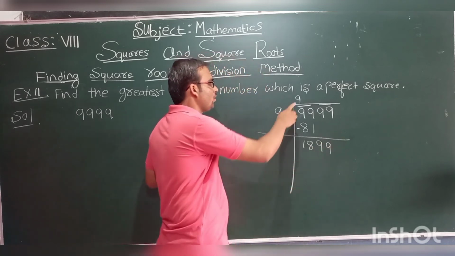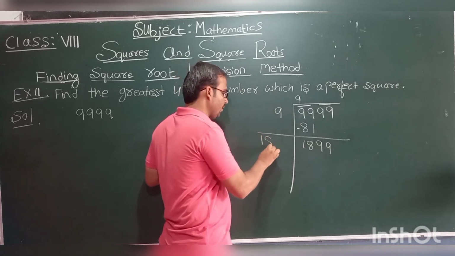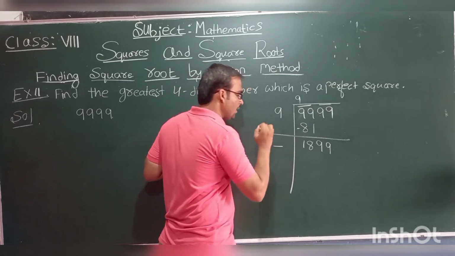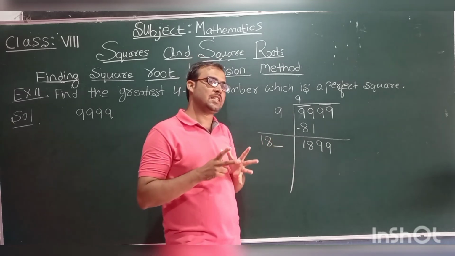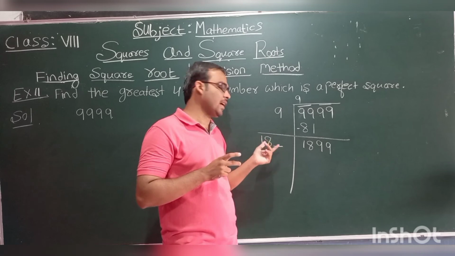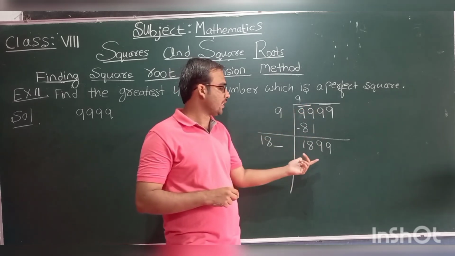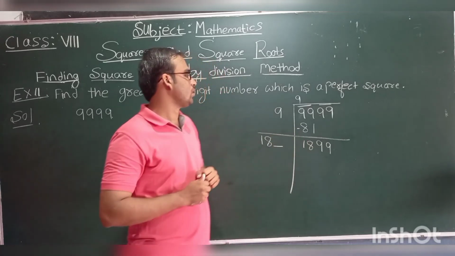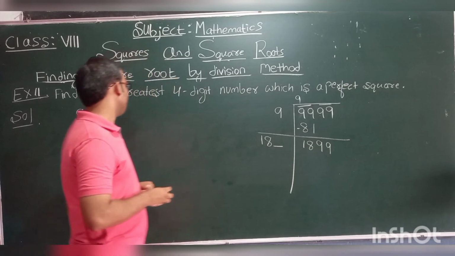Now double the quotient. Double of 9 is what? 18. And write the blank. So now what is the next step? We need to fill this blank with the digit such that the product of the new divisor and the new digit in the quotient must be equal to or lesser than this number. So now let us fill this digit by 8 and see.